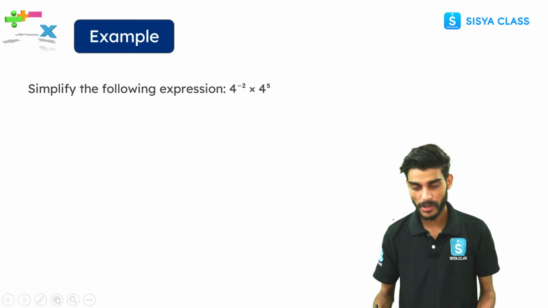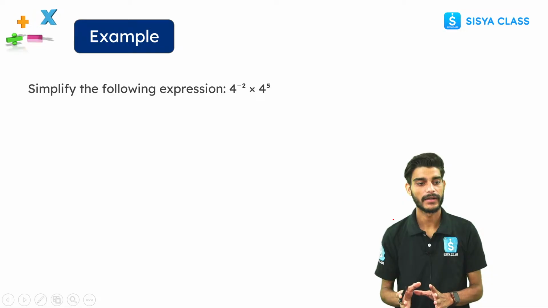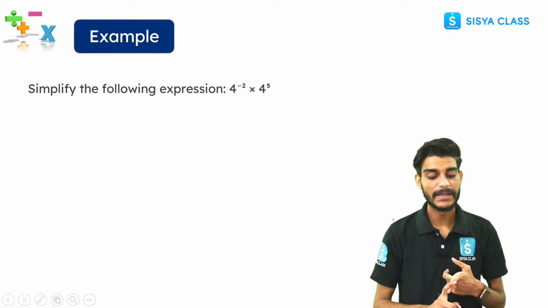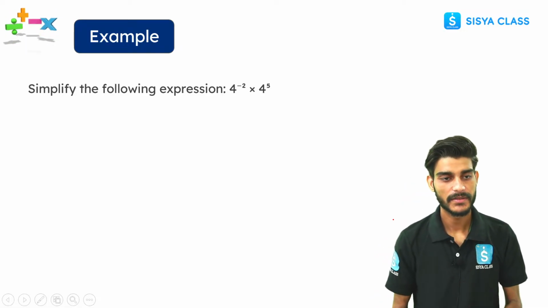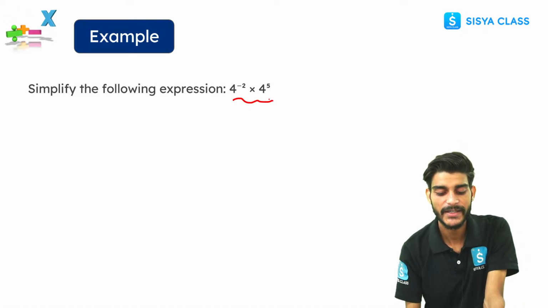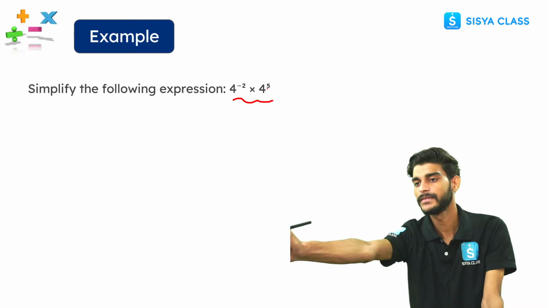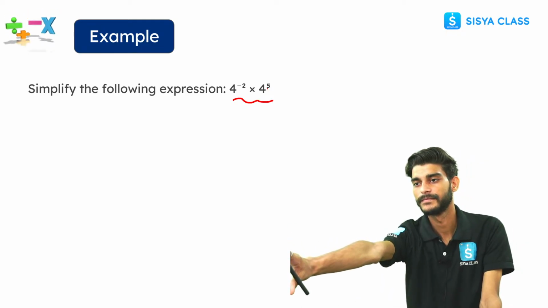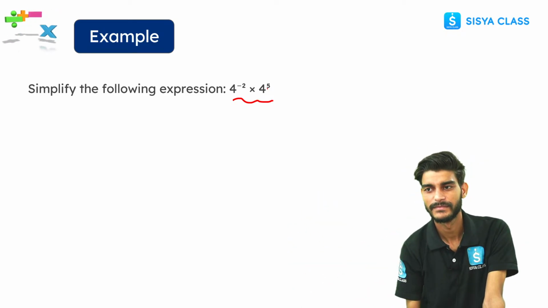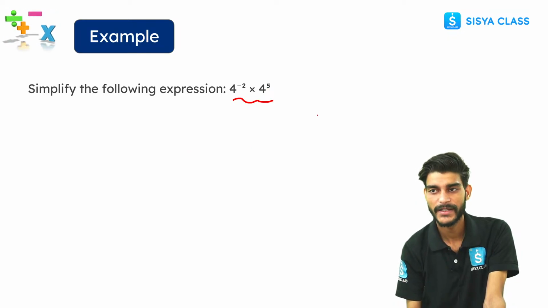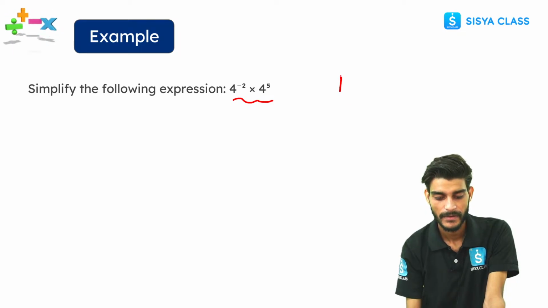Let's solve some problems on what we have done so far. First question is simplify the following expressions: 4 raised to the power minus 2 into 4 raised to the power 5.